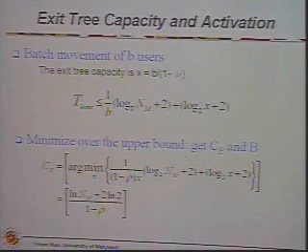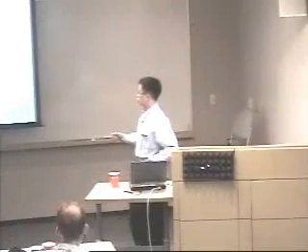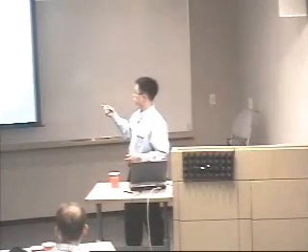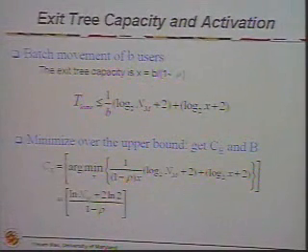So to determine the exit tree capacity, C sub E, or the speed, those two are equivalent. We consider a batch movement of B users. This is just some notation change to make it more clear. We want to do some optimization or derivation here. Suppose the exit tree capacity is related to this B, as we have seen in the last slide.